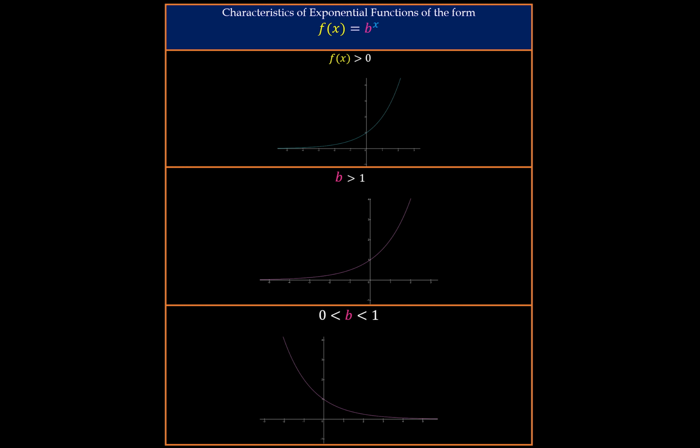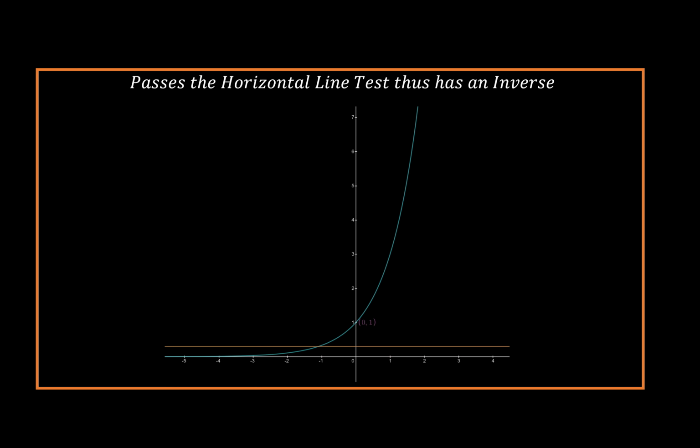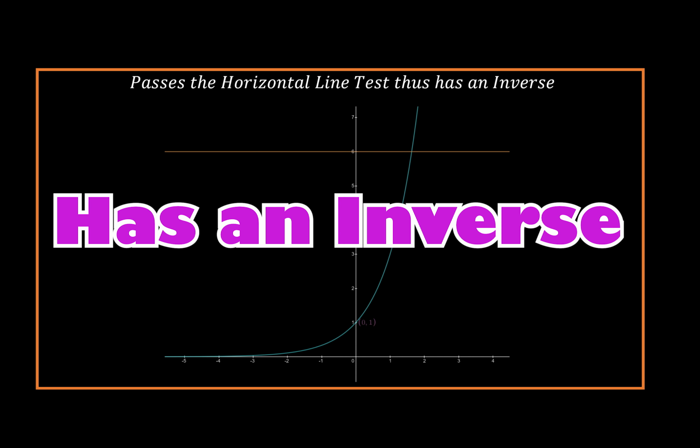If b is greater than 1, the function will be increasing read from left to right. But if b is some number between 0 and 1, the function will be decreasing read from left to right. If you draw a horizontal line anywhere on its graph, it will intersect at only one point. In other words, it passes the horizontal line test and thus has an inverse, but that's a video for another day. Let's practice graphing some of these functions.